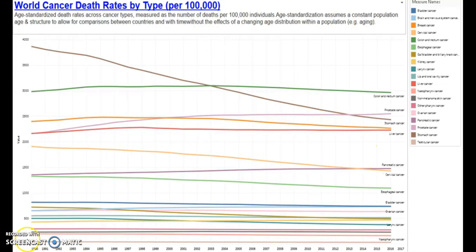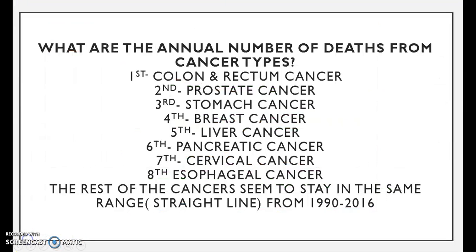And here's all the other data on this line graph. So the annual number of deaths that come from cancer comes from number 1, colon and rectum, number 2, prostate, 3, stomach, 4, breast, 5, liver.